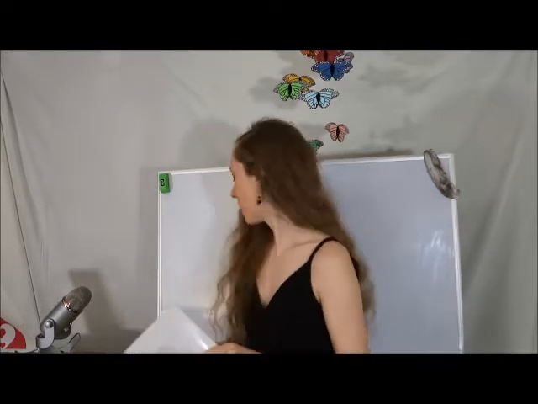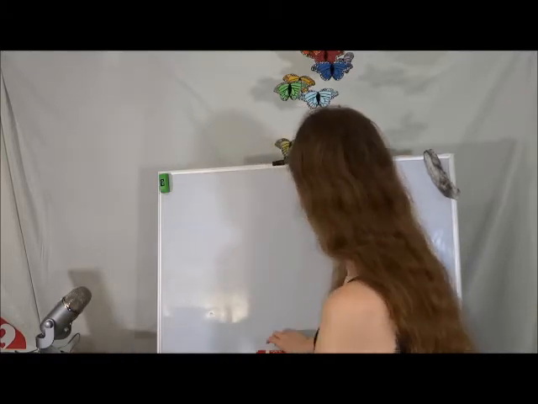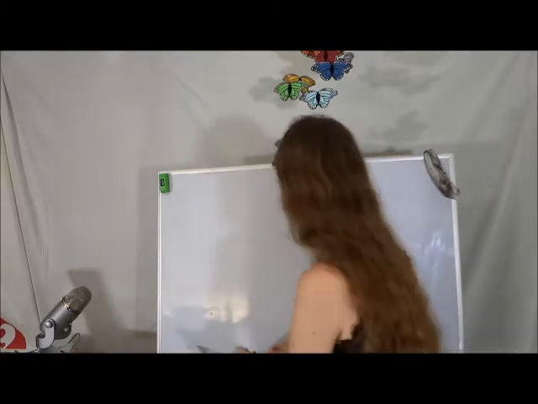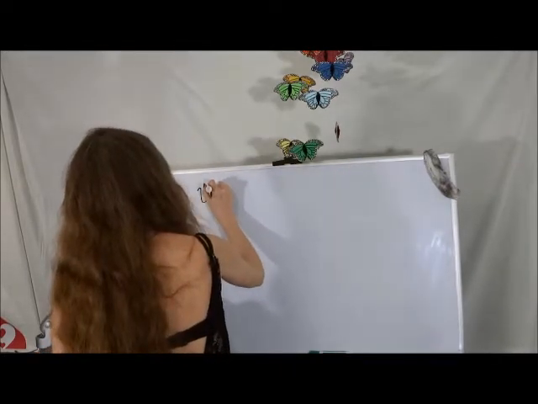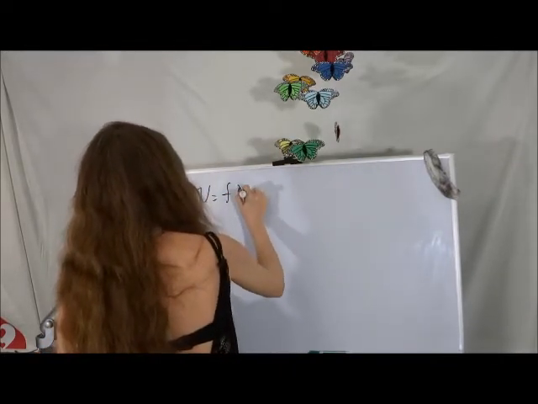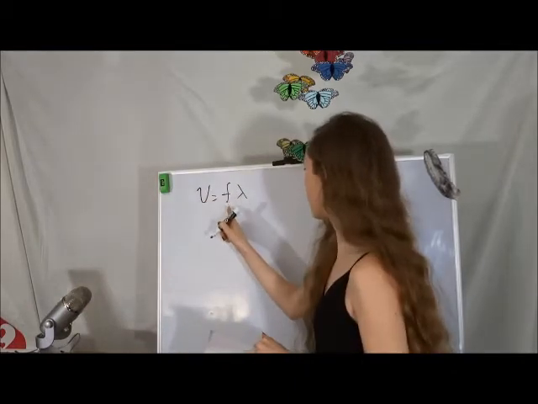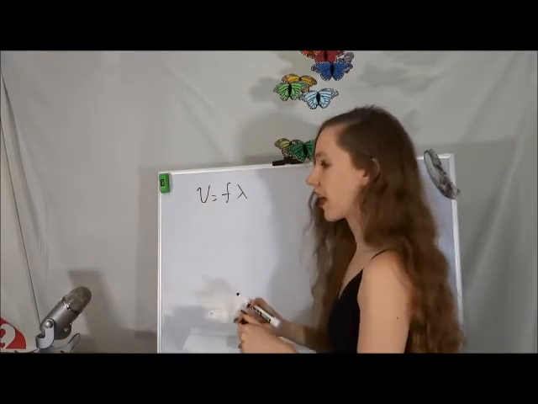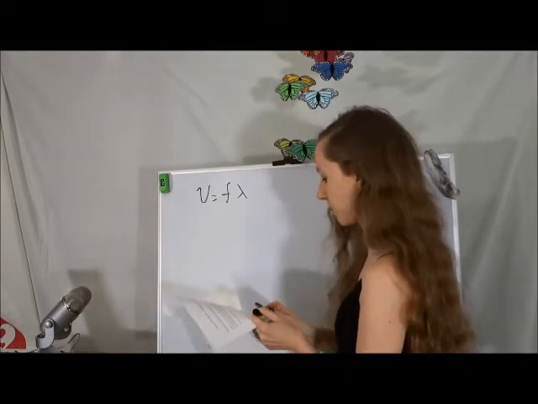Now, last week we talked a lot about sound waves. This week we're going to turn our attention primarily to how light acts like a wave. So we know that waves, in general, travel according to the equation v equals f lambda, where v is our speed, f is our frequency, and lambda is our wavelength.